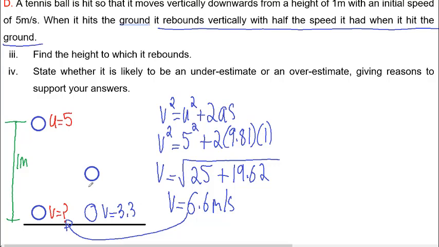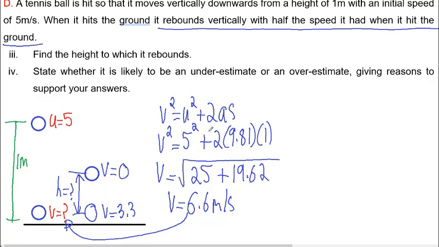Now it rebounds up to some kind of height. So that height is here, and we're looking for that height. The height there is unknown. Now what we have is, we still have a. a is still 9.81, except now it's negative 9.81 because it's moving upwards. And we also know that the speed at the top here is going to be 0. That's the maximum height it reaches.